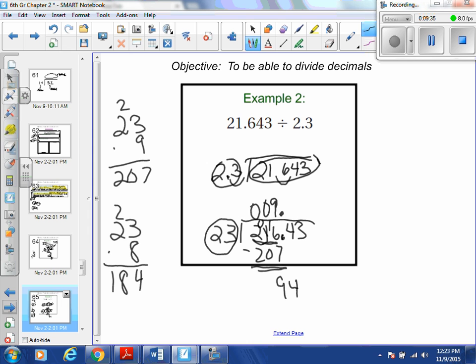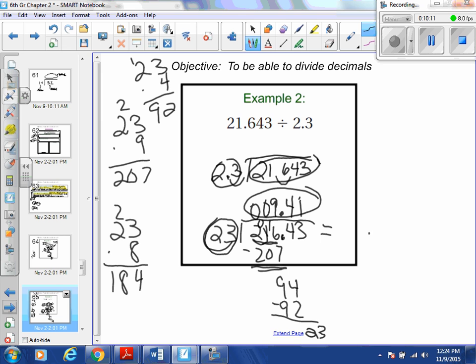All right, bring down my 4. 23 goes into 94. 23 goes into 100 about 4 times. Let's see, since 23 is less than 25 and 94 is less than 100, let's try 4 times. 92. Okay. How many times does 23 go into 23? Once. Yay! No remainder, which is super nice, because then we don't have to keep adding zeros and dividing. So our answer is 9 and 41/100, which can also be written like this.